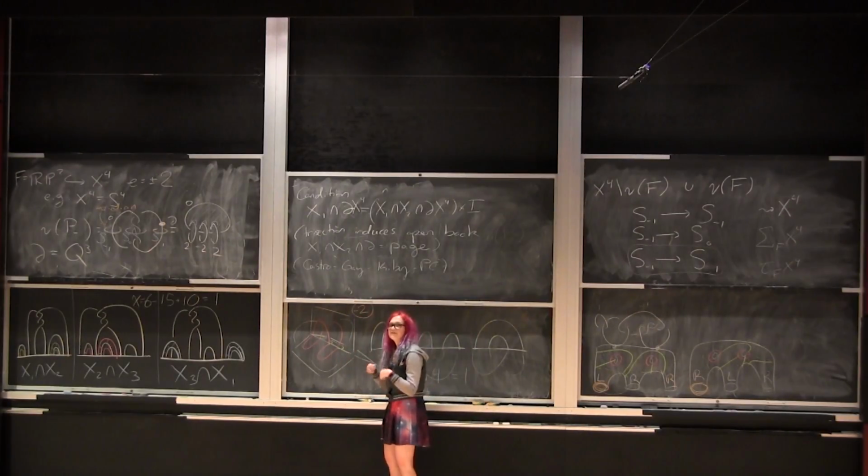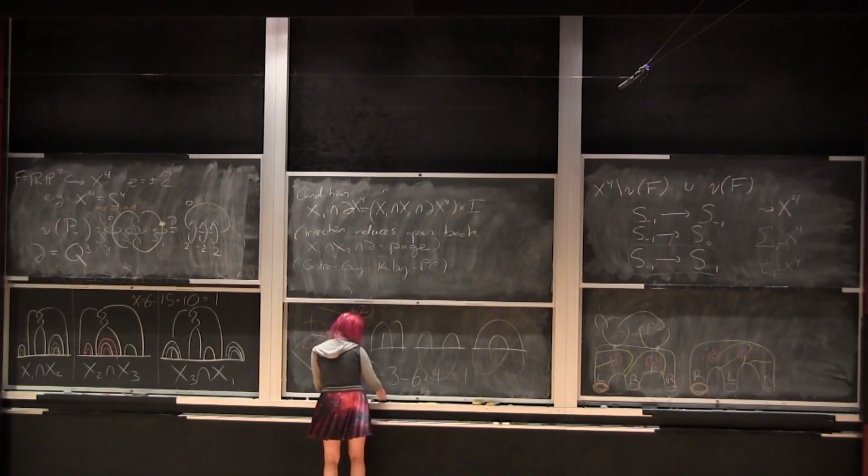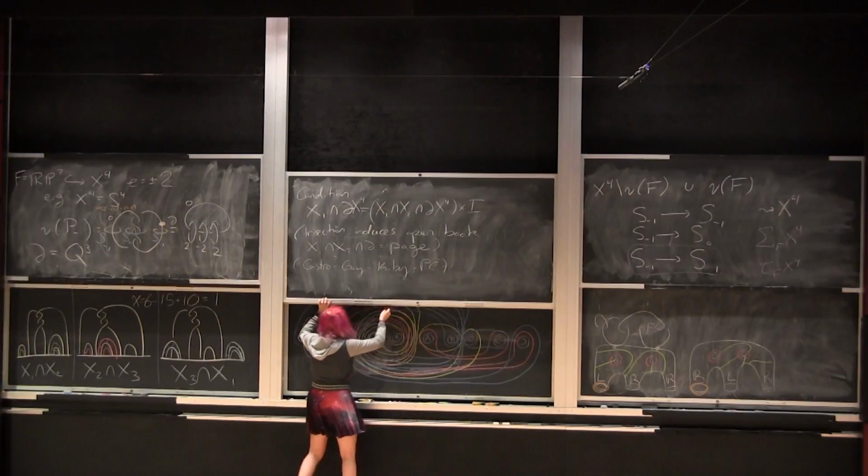Well, that's not helpful. I have to actually be able to draw curves on a surface. Okay, so I draw the triple intersection.